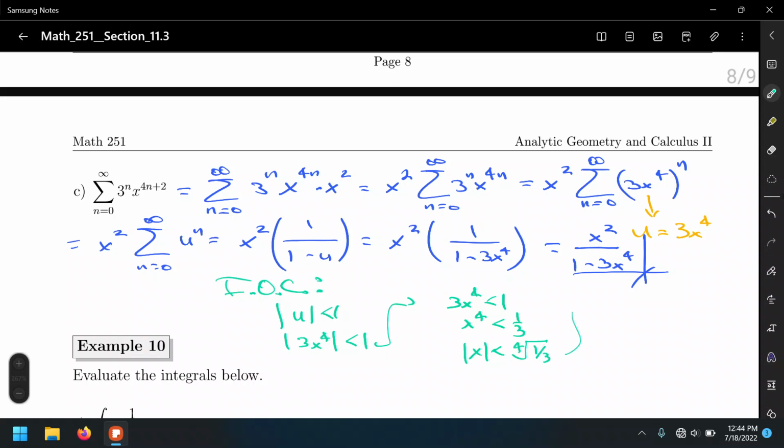Breaking up the absolute value inequality, that's x less than the 4th root of 1/3 and greater than negative the 4th root of 1/3. Or in interval notation, from negative 4th root of 1/3 to 4th root of 1/3. Of course, if you want to rationalize the denominators, that's fine, but it's not necessary. Alright, so let's have a look at other problems.